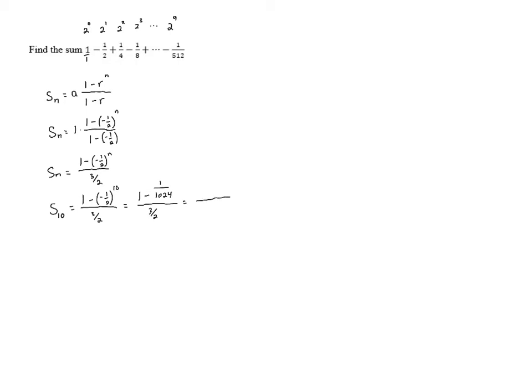Now, to take 1 minus 1/1024, we need to write 1 as a fraction, and we need a common denominator. The common denominator is going to be 1024. So we've got 1024/1024ths minus 1/1024th, all over 3/2. In the numerator, when we subtract these fractions, that gives us 1023/1024ths divided by 3/2. We know that dividing something by 3/2 is the same as multiplying it by 2/3. So we can multiply this by 2/3.